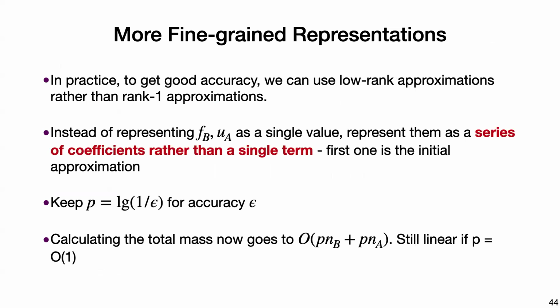Yeah. So rather than representing F sub B and U sub A as a single value, represent them as a series of coefficients in a function expansion rather than one single term. And the calculation of the total mass now becomes proportional to the number of terms. Let's call it P, and it's linear if P is order 1. This part is less important than the high-level quadtree bounding boxes thing.